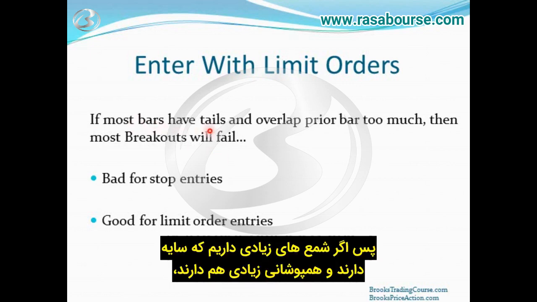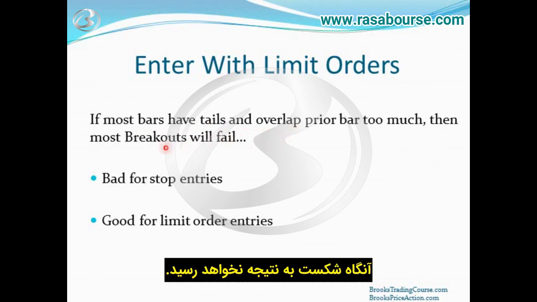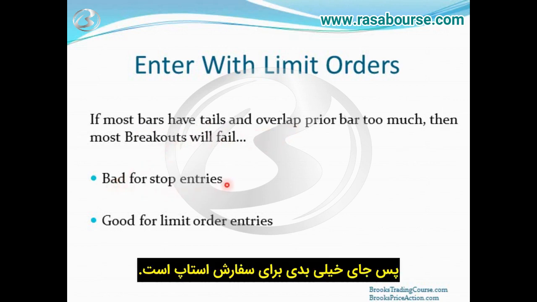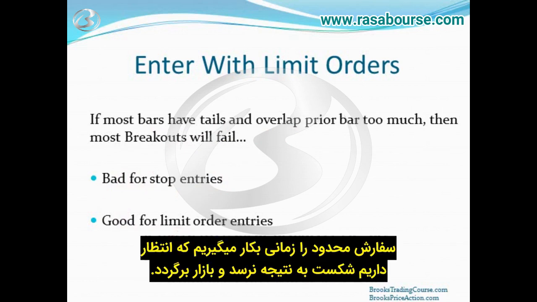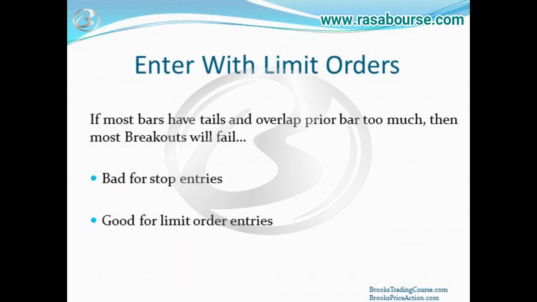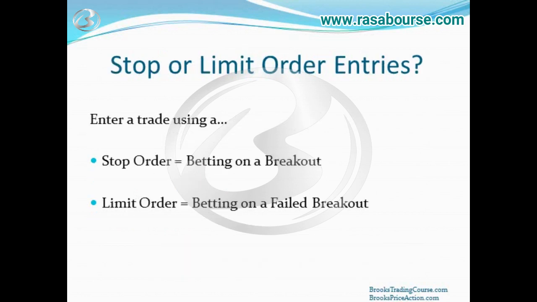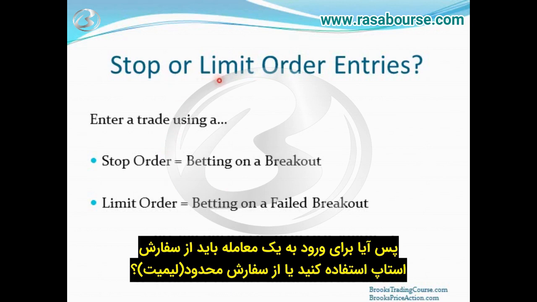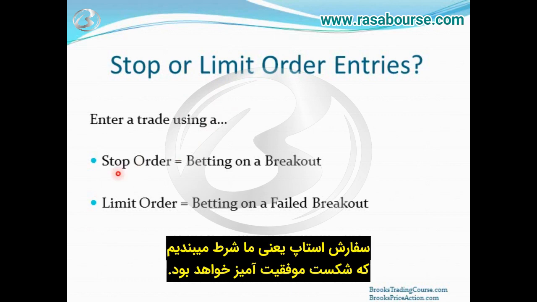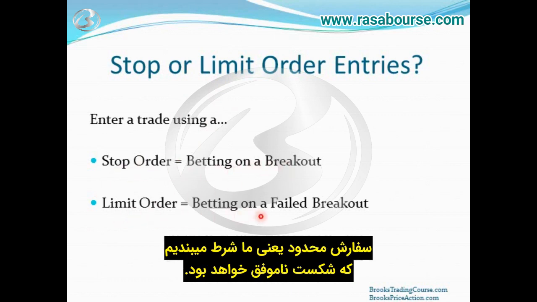Okay, so if most of the bars have tails and there's a lot of overlap, the breakouts will fail. So it's a terrible environment for stop entries and a very good environment for limit order entries. Limit order entries are bets that breakouts will fail and that the market will reverse. So should you be using a stop order or a limit order to enter a trade? A stop order is betting on a successful breakout. A limit order is betting that the breakout will fail.